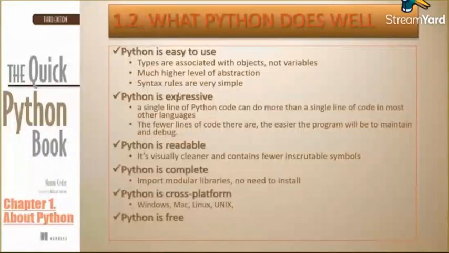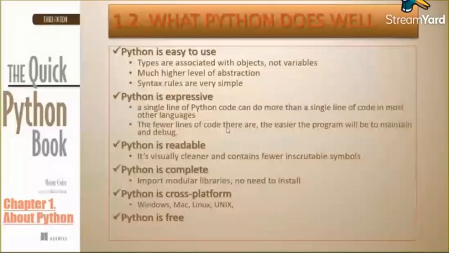Python is expressive. A single line of Python code can do more than a single line of code in most other languages. You know that when you see it. Why is this good? Because the fewer lines of code there are, the easier the program will be to maintain and debug. You can easily locate a bug when you see the program in front of you in a few lines.